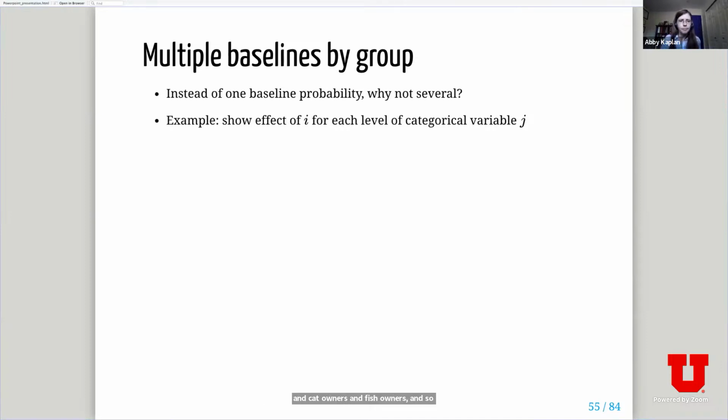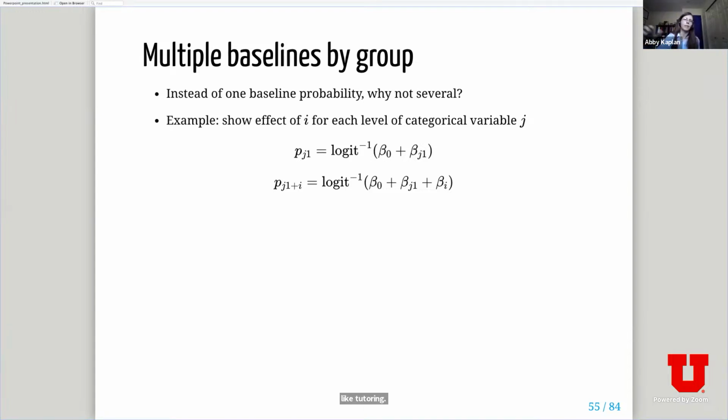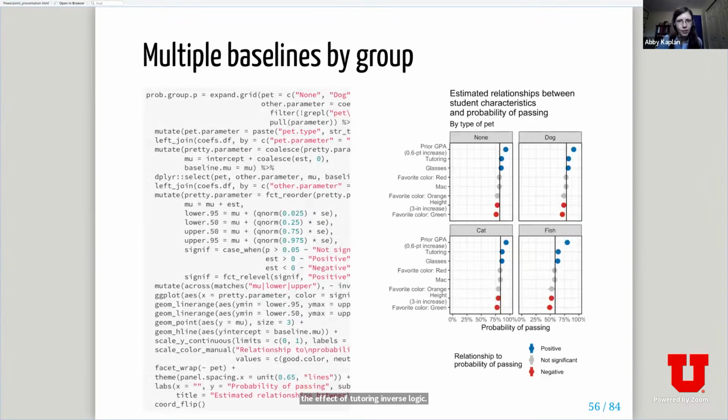So the way we do that is for one group, say dog owners, we take our intercept from the model, we add the effect of having a dog, we take the inverse logit, that's the baseline for dog owners. And then to get the probability of passing for dog owners plus some other predictor like tutoring, it's the intercept plus the effect of having a dog plus the effect of tutoring, inverse logit, there's our probability. So the next slide shows an example of what this looks like. This is the same kind of graph, except now we have 4 little plots instead of one big plot. And you can see particularly that the baseline for fish owners is lower than the baseline for dog owners. Other than that, it's pretty much the same thing.